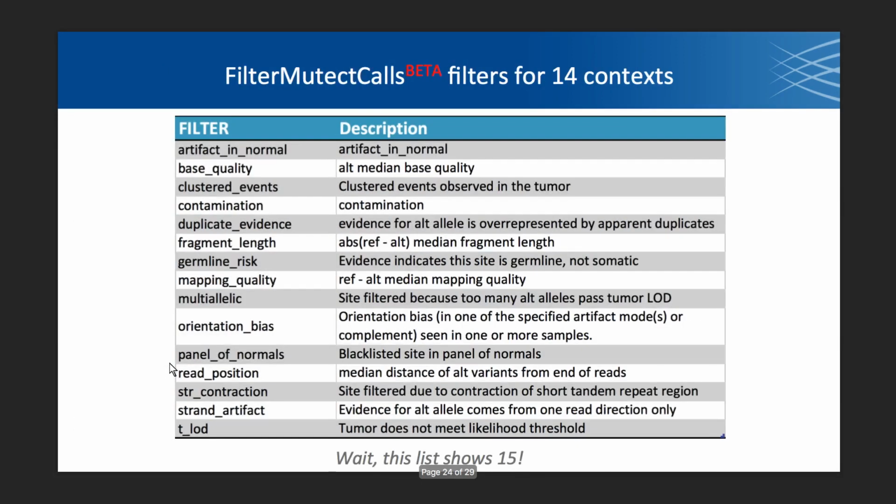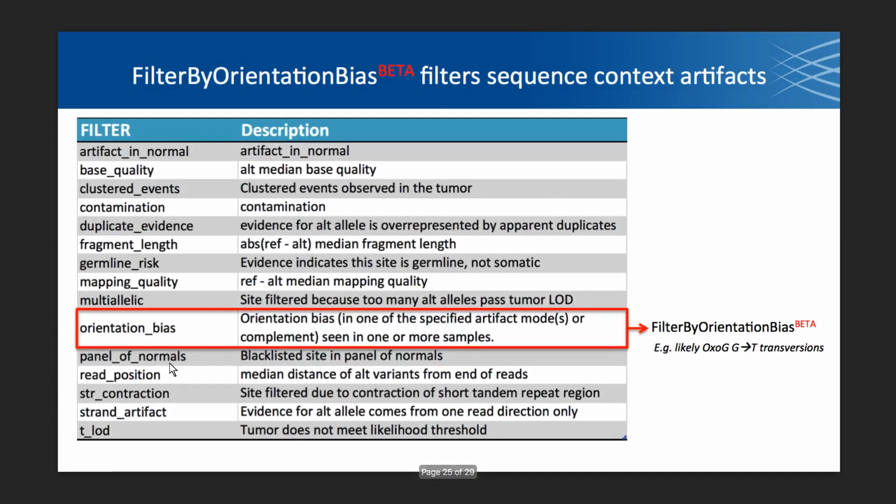I just wanted you to have a complete list of the status right now, but this list contains one filter that FilterMutectCalls actually doesn't emit, and that's orientation bias. This is a separate tool, as I mentioned. It's called FilterByOrientationBias. For example, OxoG, G to T transversions, which is pretty common in sequencing data. You'll want to run a Picard tool to get the metrics, examine them, and judge for yourself whether you need this additional filtering.